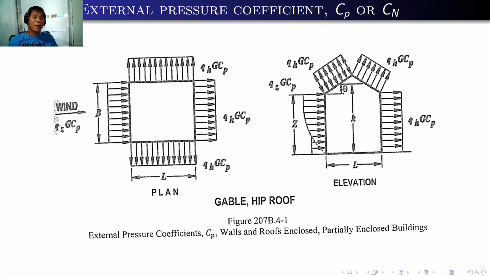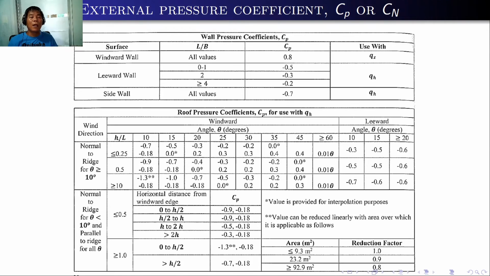So here are the external pressure coefficients. According to this diagram, for a gable hip roof, of course, it depends on the structure. This is only for the hip roof, the gable hip roof. So for this particular structure, you will see the direction of the wind pressures. And to determine the value of CP or CN, you need to use this table.